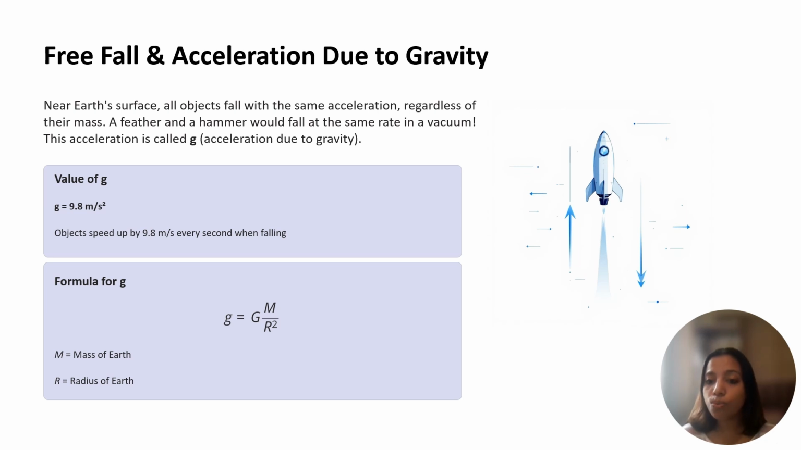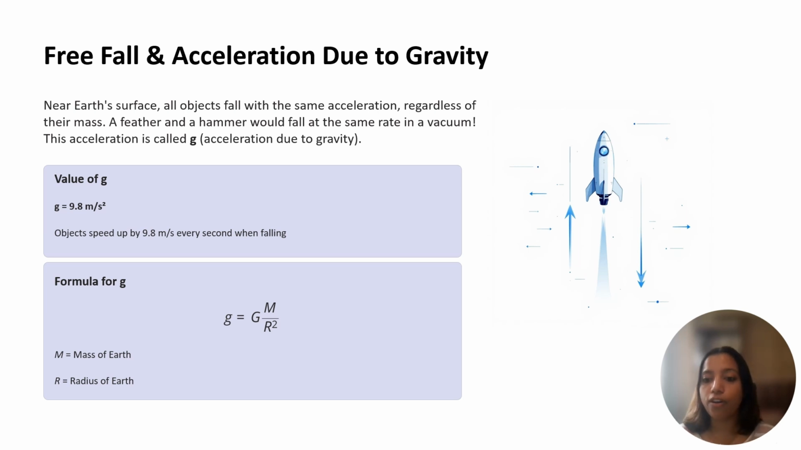Okay. Now what if we create a situation where there is no air? That means it's a vacuum. If we do the same activity, you will see that the ball and the piece of paper or the notebook will fall at the same rate. That means irrespective of their mass, both of these will fall at the same time.